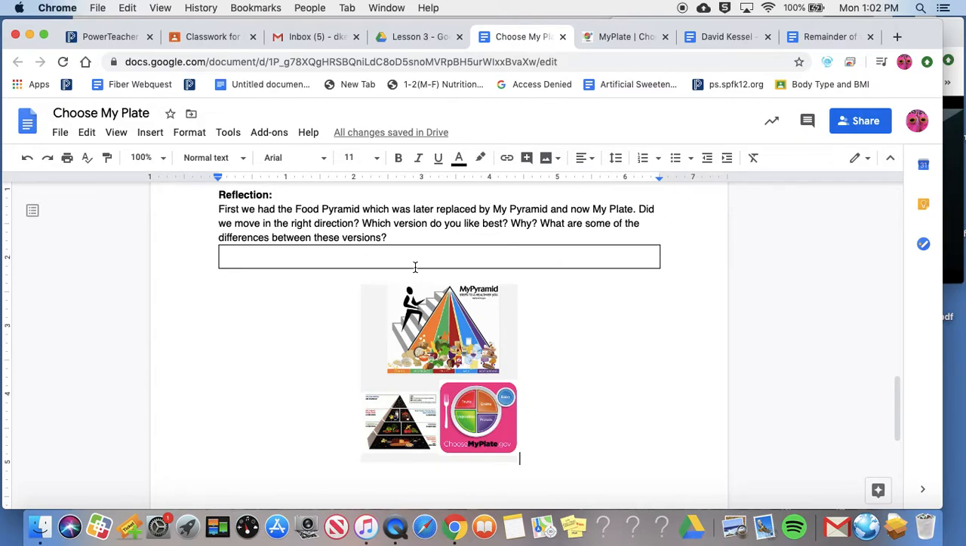So it said, did we move in the right direction? What do you think? Why go from this to eventually to this, right? And MyPlate, we talked about this one early in the year when we did our stations. So which version do you think is the best? Why do you think it's the best? And then what are some of the differences between these different versions, right? More complex, simplicity, things like that.